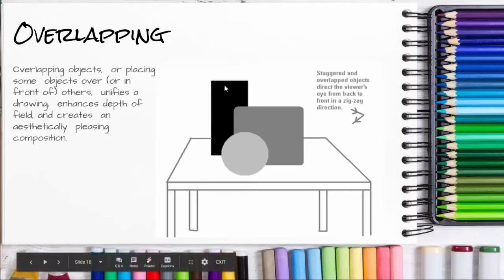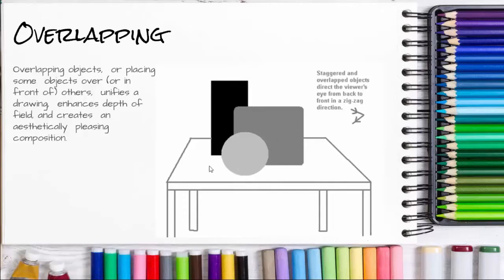This is called a zigzag composition because it kind of looks like a zigzag. You're looking at this first, then this, then that, into that on the table.